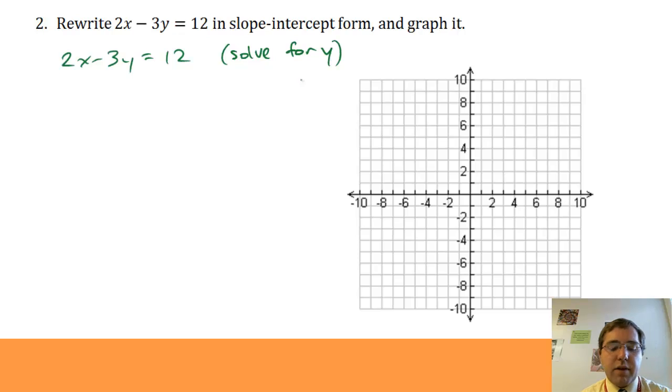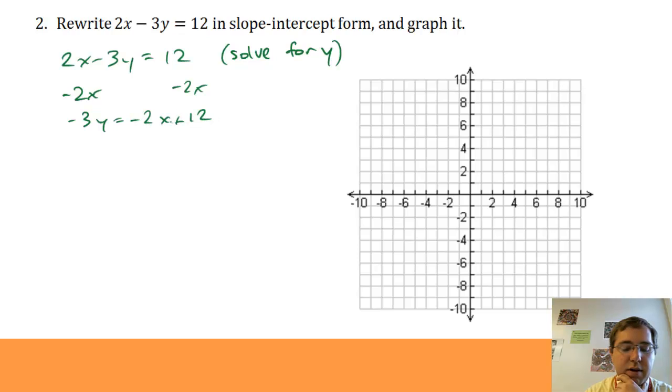So if I'm going to solve this for y, I need to get the x to the other side. So we're going to subtract 2x from both sides. So negative 3y equals negative 2x plus 12. I'm going to write the x term first because that's just the standard form of it, or the way we normally write it. And then I'm going to divide both sides by negative 3.